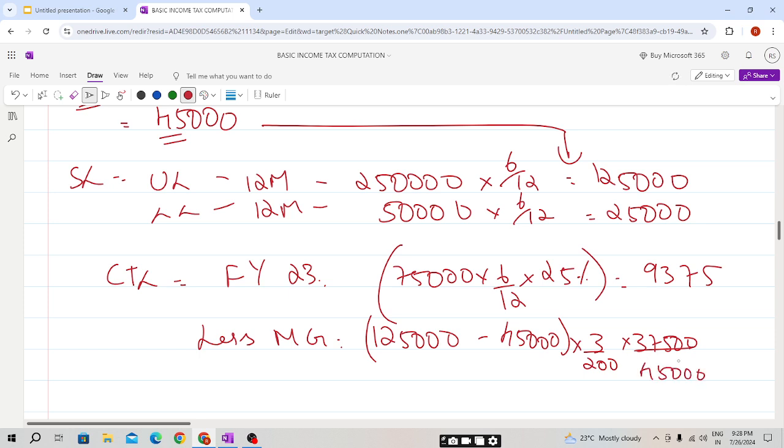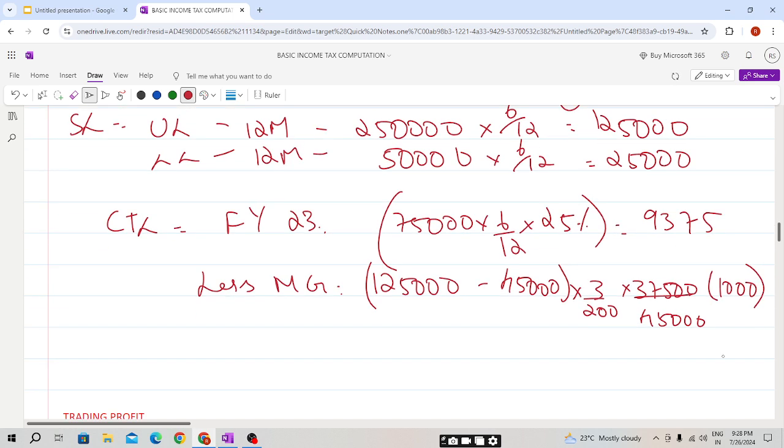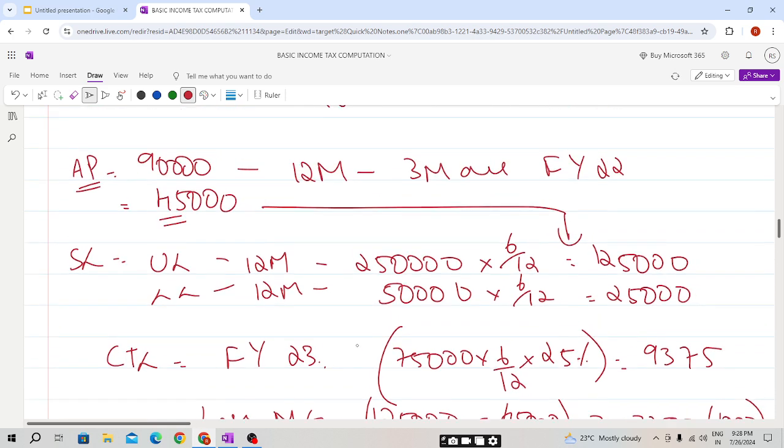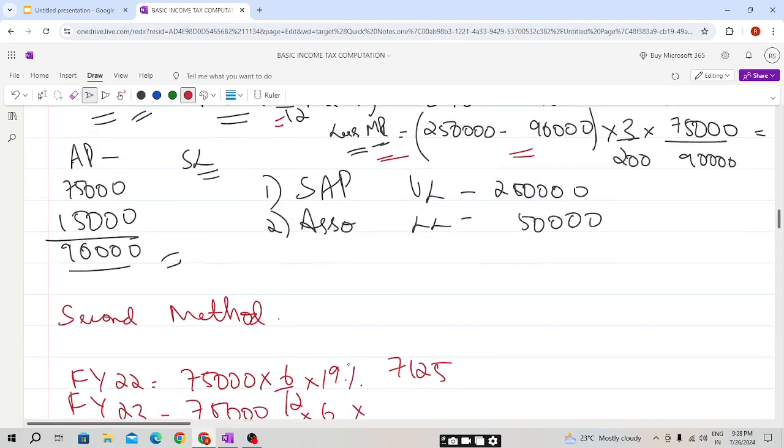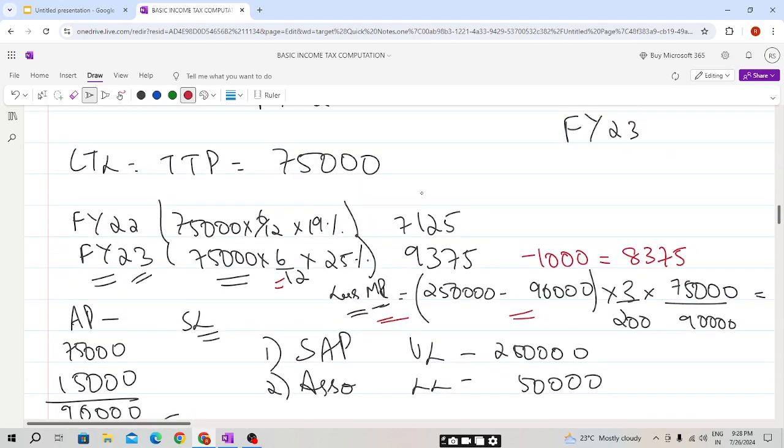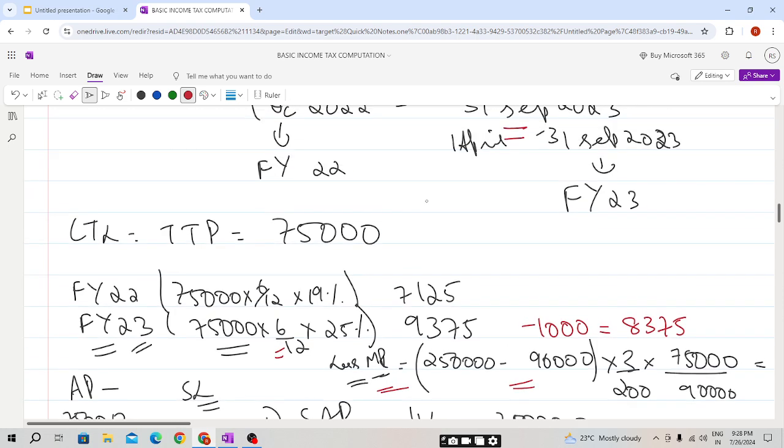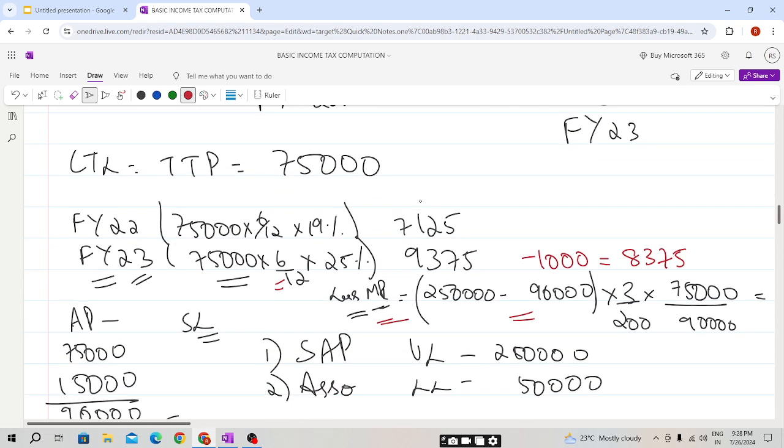So students, by this calculation we will get our marginal relief as 1,000. Same. So our corporation tax liability will be 8,375. I hope this is clear. That was the second method. Please do follow the first method, students. I hope this is clear, students.